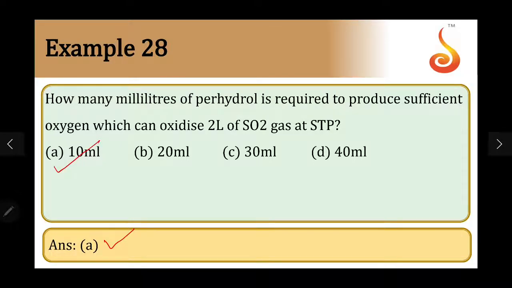Okay, dear students, these are some of the examples I thought I'd discuss in the chemical and ionic equilibrium and hydrogen chapter. Thank you.